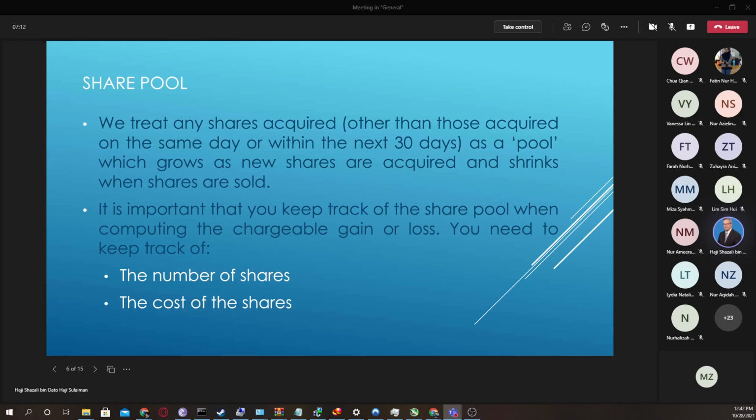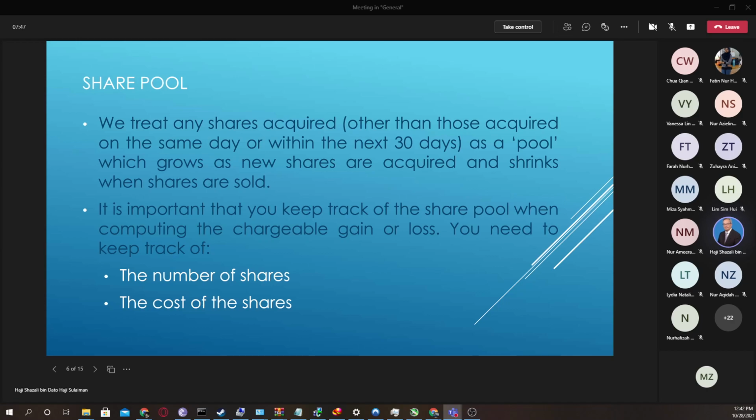Now, in terms of shares acquired, we treat any shares acquired other than those acquired on the same day and the following 30 days as a pool. This pool will grow or shrink depending on whether you acquire or sell shares. In exams, it's important that you always show the share pool calculation, even though you can get the answer correct without showing it. Sometimes 40% of the marks are basically for showing the movements in the share pool.